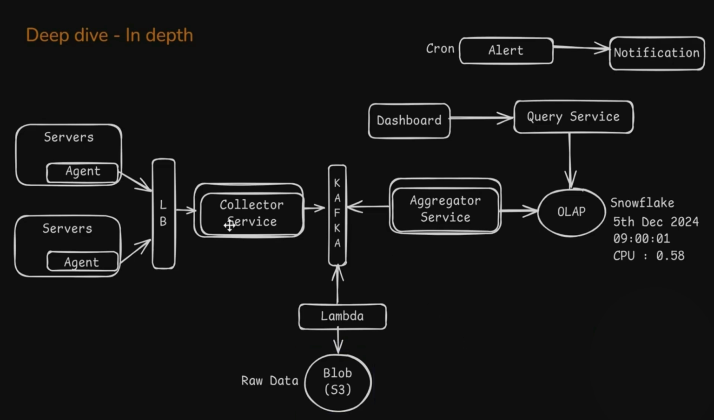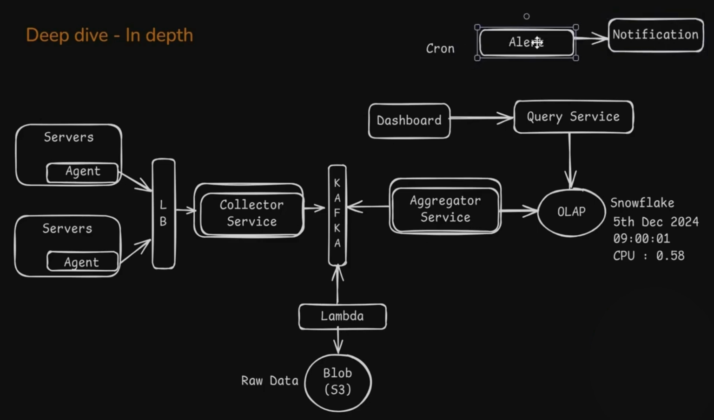And this is the real-time data that is being published in the dashboard. Here we also need to fine-tune our alert system. So this alert system, let me just call this a cron job. This cron job is periodically querying the query service based on the defined rules here.